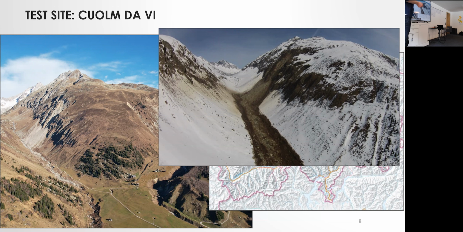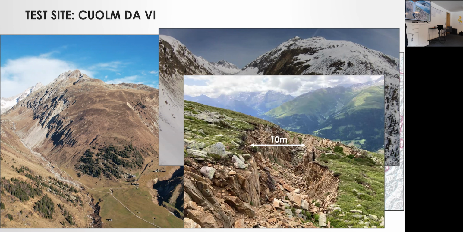It has been pretty active over the past years, for example, shown by this event in 2016 on the western side of this landslide, as well as these large-scale opening crack features at the top, which accommodate a significant part of the displacement.